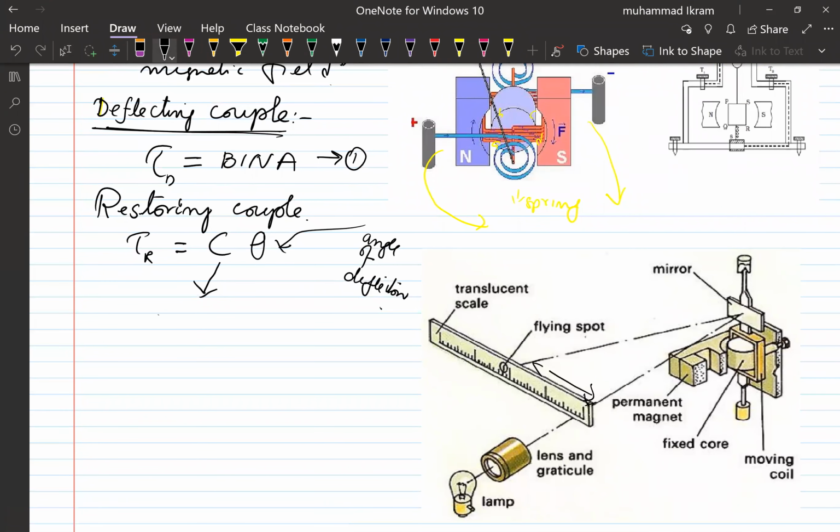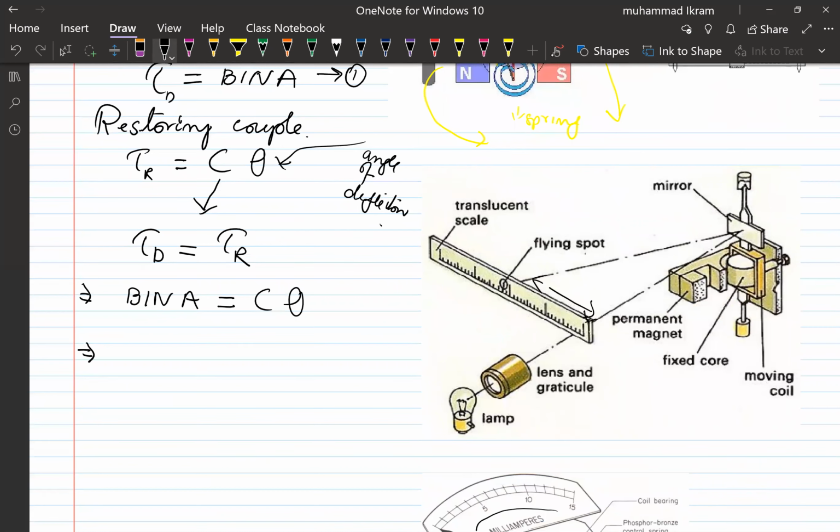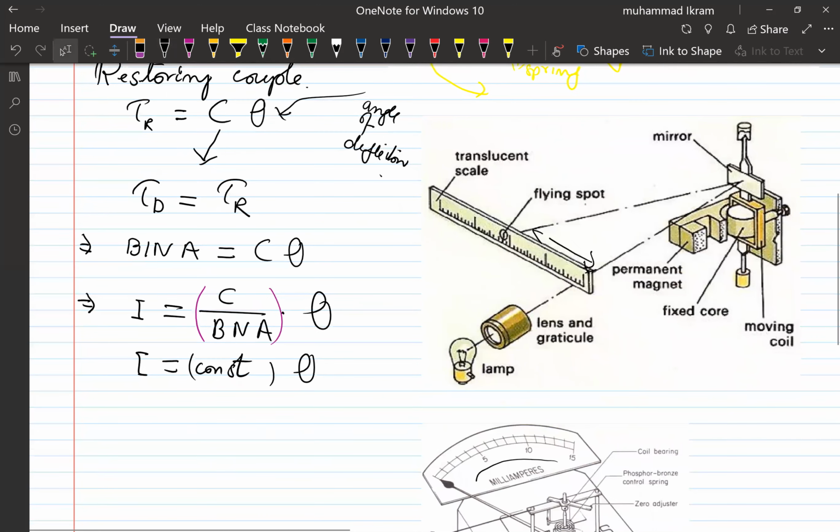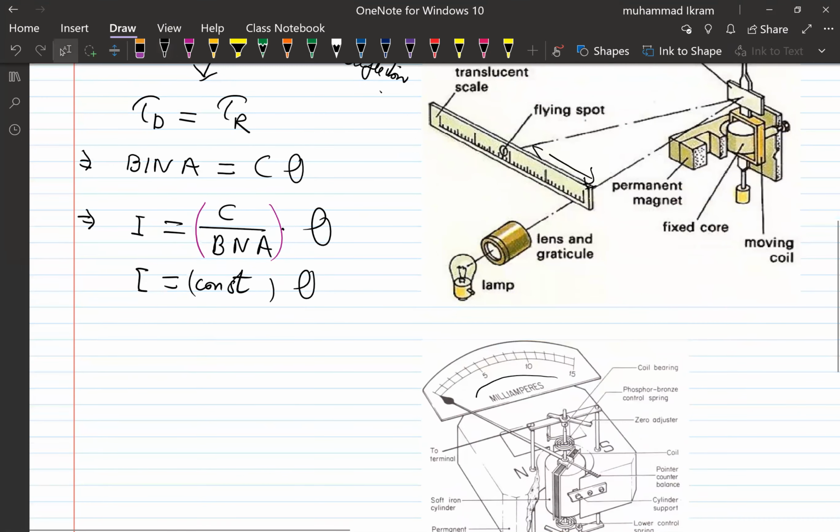So once the deflecting torque equals the restoring torque, we have this as BINA and we have this as Cθ. Now what happens here is that I equals C by BNA into θ. This whole part is constant, so I equals a constant into θ. Why? Because C depends on the geometry of the suspension wire. B is the strength of the magnetic field, which is constant. N is the number of turns in the coil, which is constant. A is the area of the coil, which is constant. Then I is directly proportional to θ.